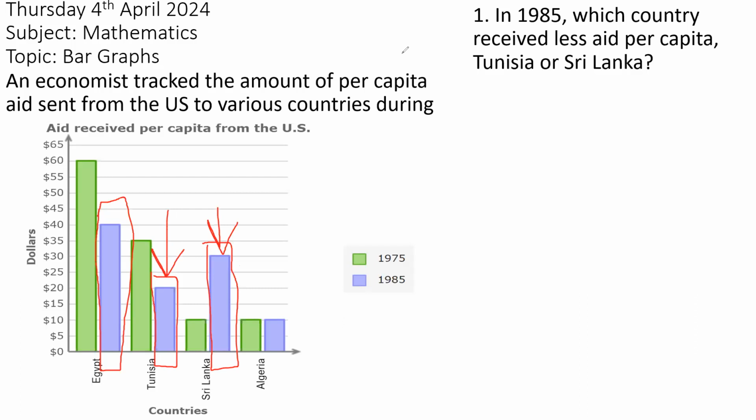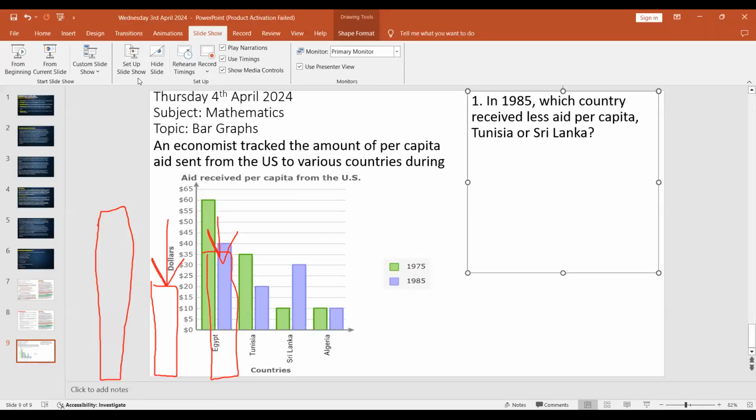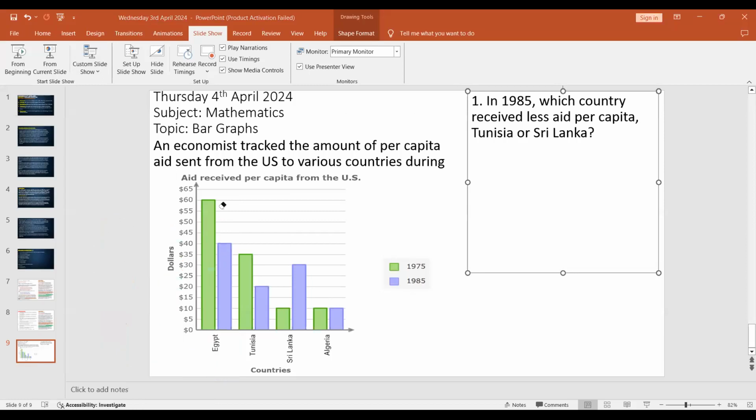Do you all understand that? Let me know if you understand that, please. Yes, sir. Okay, good. So Tunisia received less in 1985, less money per capita. So the answer is going to be Tunisia, because Sri Lanka received more.